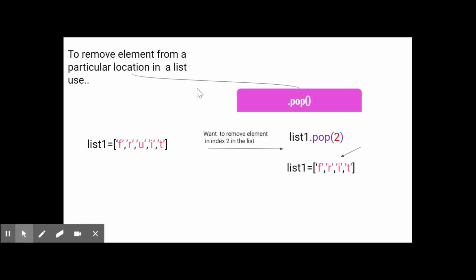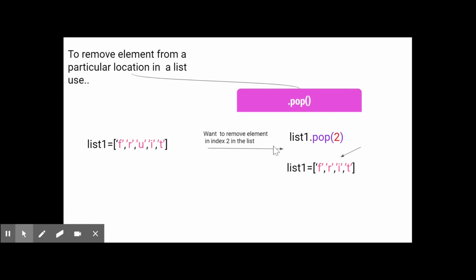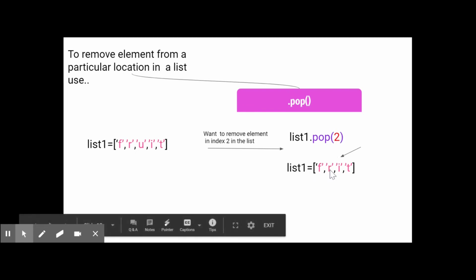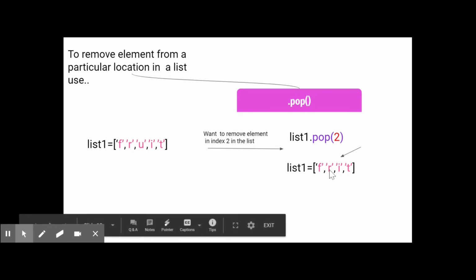Now let us look at how to remove an element from a particular location in a list. For that we will be using the pop function. So this is my list and I want to remove an element in index 2. For removing the element I have to specify the index. So list 1, which is the name of the list, dot pop the function, and inside these brackets I will specify the index. So what happens now? The result will be FRIT. The U which was there earlier is gone because U is in the second index. I asked to remove this from the list and now it's no longer there.